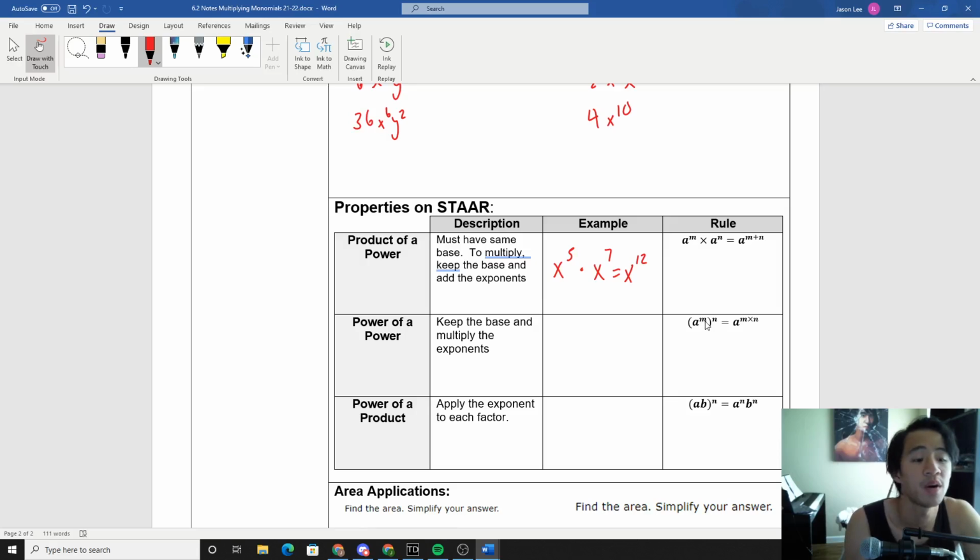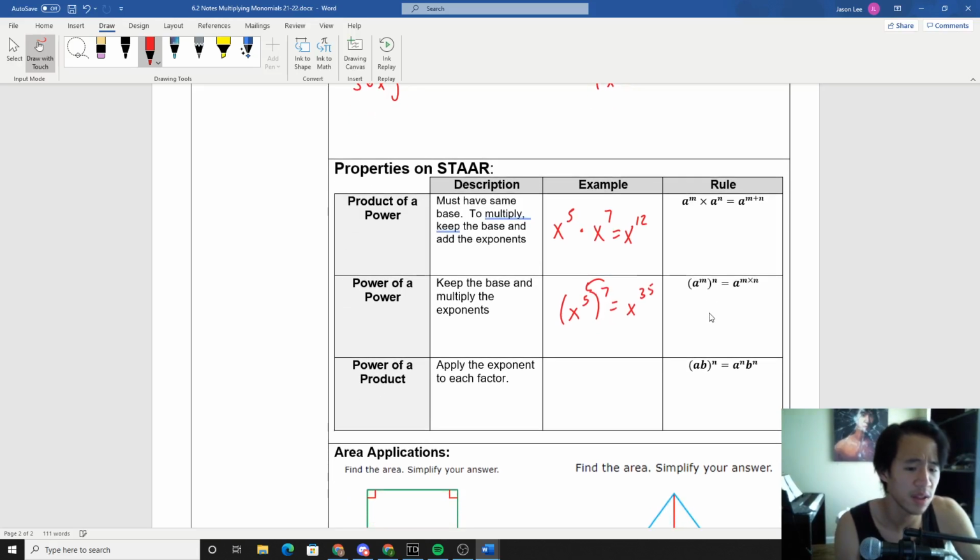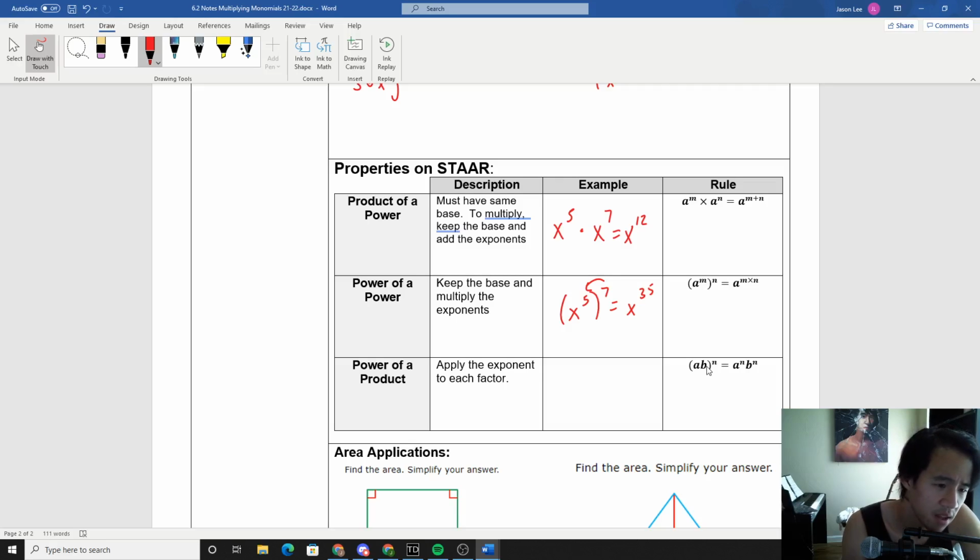If you have a power and then you raise it to another power, you're going to be multiplying the exponents. That's what we just covered. So for example, if I have x to the 5th, this time raised to the 7th power, it's going to be x to the 7 times 5, which is x to the 35. And lastly, if you have a lot going on inside, like xy or 6xy, you're going to have to distribute the power on the outside to each term on the inside.